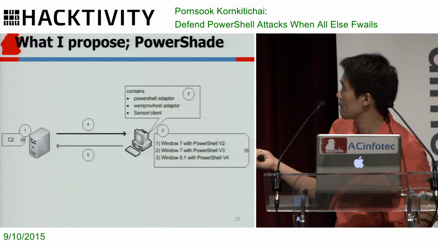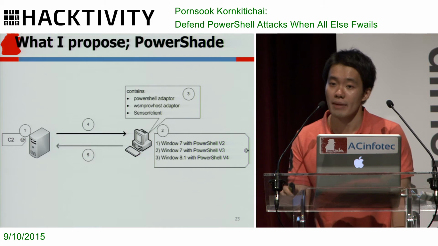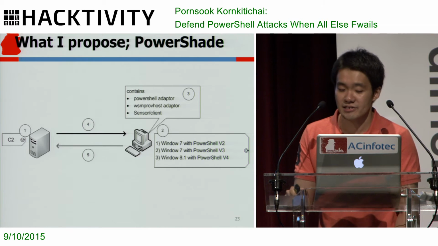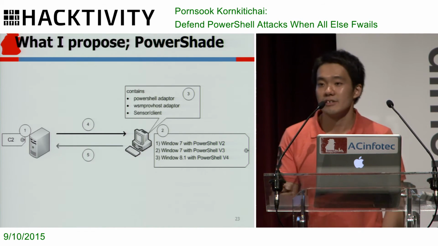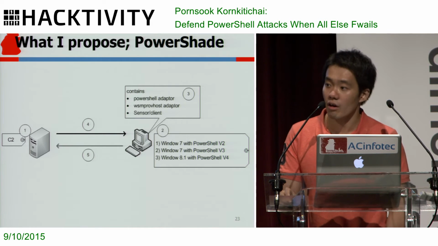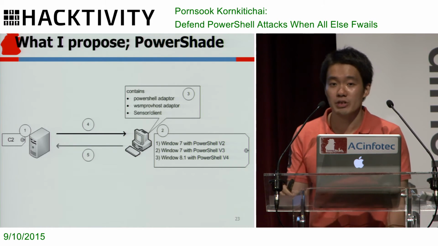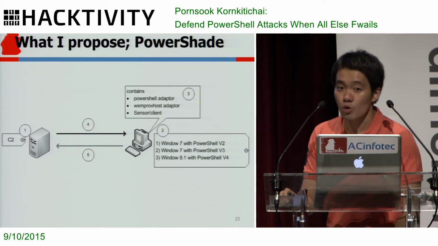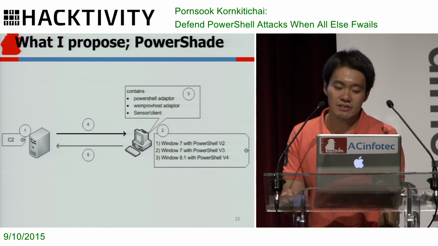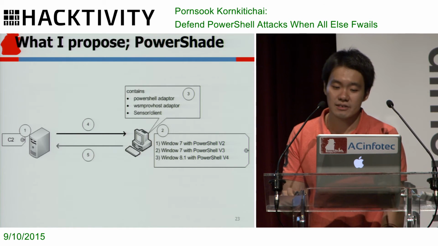The idea is divided into 3 components. The first one is C2, command and control. It behaves like a centralized log command, receiving and sending commands, and receiving events from the agent or the sensor. Second is the client. I call it sensor. From my experiment, I did it on Windows 7 and Windows 8.1 with Windows PowerShell V2, V3, and V4. The sensor has 3 internal components, 2 adapters and 1 sensor. First is the PowerShell adapter, next is the wsmprovhost adapter, and then the sensor.